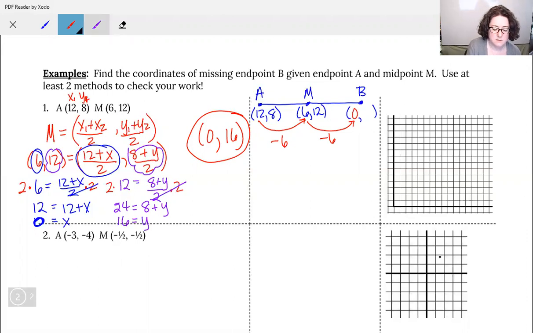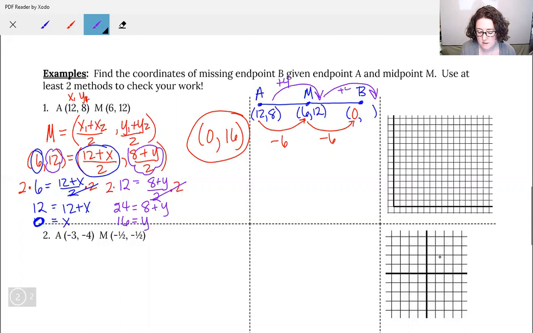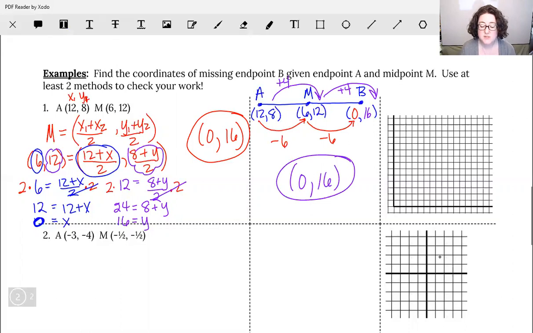Okay. Do that again with your y's. To get from 8 to 12, what do you have to do? Imagine your number line. So 8 up to 12, you have to add 4. So do it again. What's 12 plus 4? 16. And lo and behold, we found exactly the same set of coordinates a whole lot quicker.